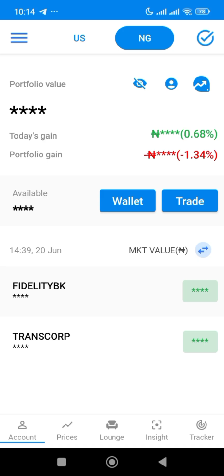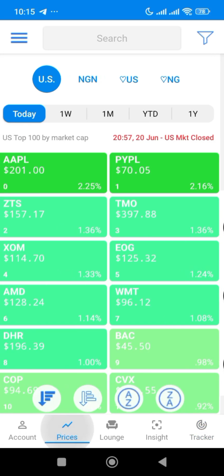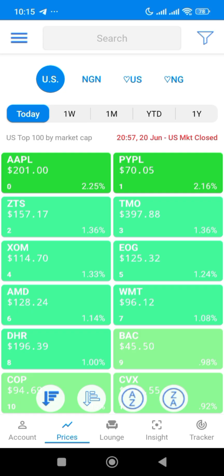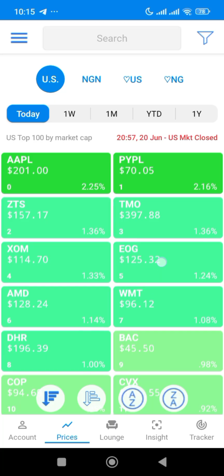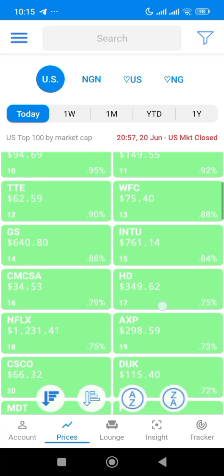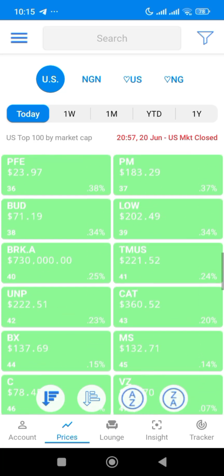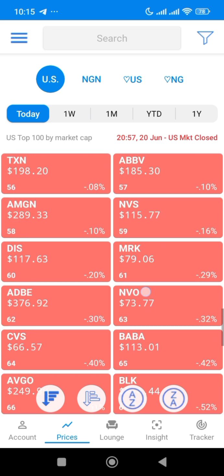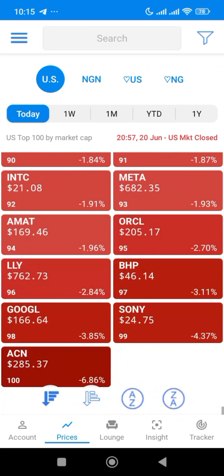Now let's go to the price. Look at price down here, I'm going to tap on it. After account, you see price, you see lodge, you see insight, and you see tracker. So let's move over to prices. These are the available stocks in the Nigerian stock market. You can see them here. These are all the available stocks.